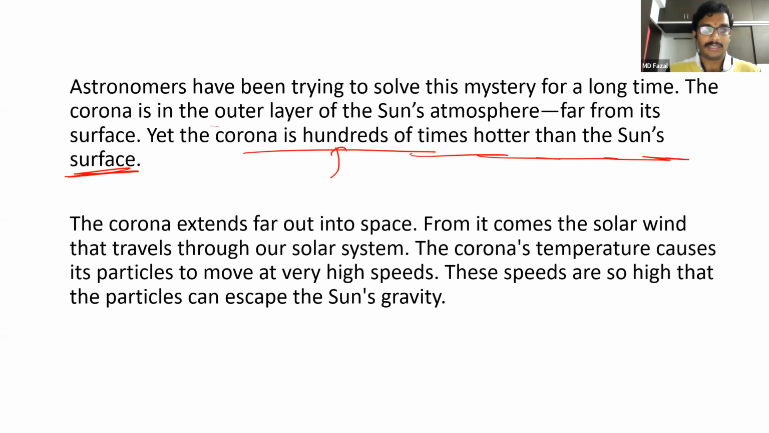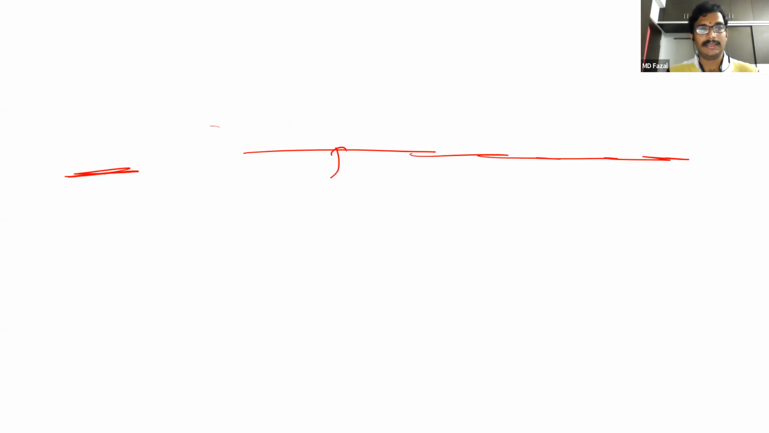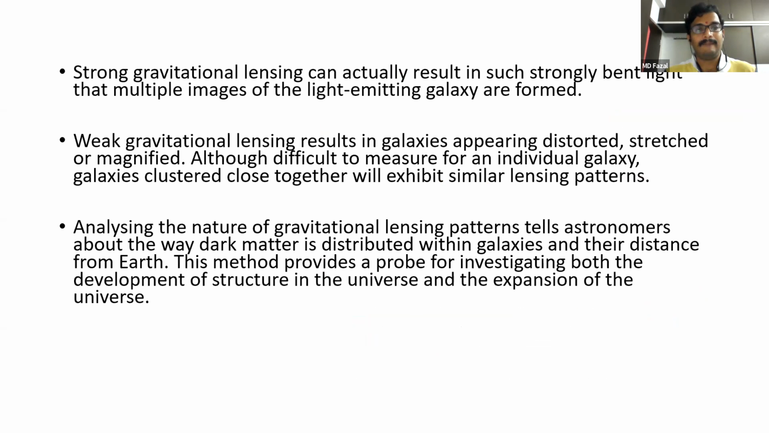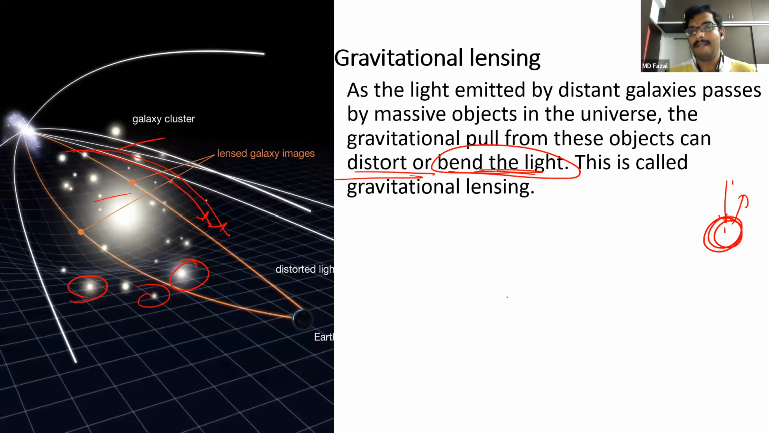And yeah, you want the previous slide, right? See this gravitational lensing. All this data is not required, leave it. See only this gravitational lensing. This is Earth. This is the galaxy bending the light rays. Okay.